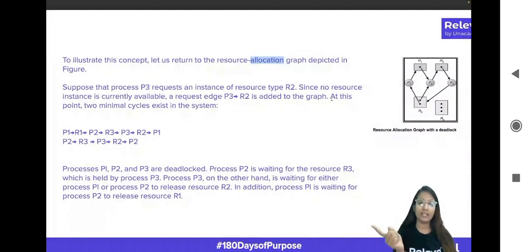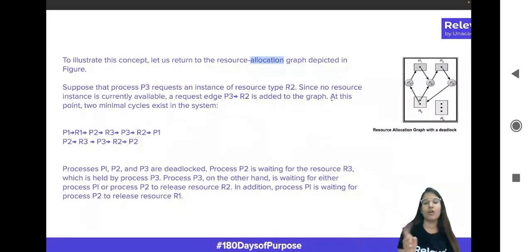Process P3 is requesting, and is waiting for P1 and P2 to release the resource R2, whereas P1 is already requesting R1, waiting for P2 to release it. So P1 is dependent on P2, P2 is dependent on P3, and P3 is dependent on both P1 and P2. In this case, a deadlock has actually occurred, where a cycle is the condition that proves a deadlock actually exists.